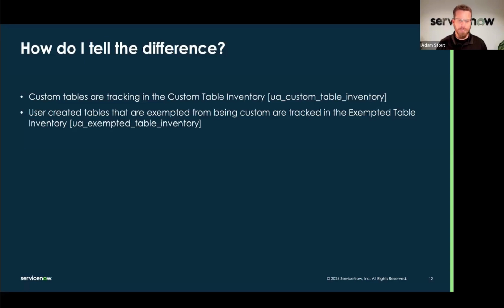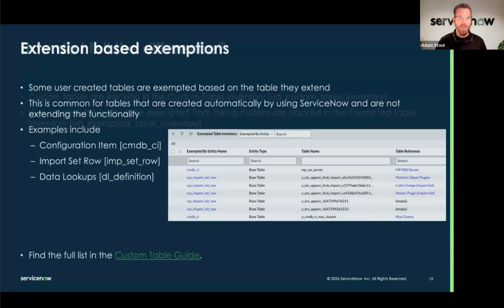There's also a sister table to this, the UA exempted table inventory. Those are user created tables that are not considered custom. Let's take a quick look at what that would look like. A user created table that is not considered custom would be an extension of several things. This is all outlined in the custom table guide, where we see the full list of the exemptions. I'm not doing an exhaustive list of exemptions here, but you can find that in the custom table guide. There's also a KB article that explains a little more about it.